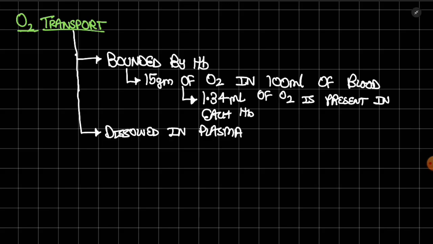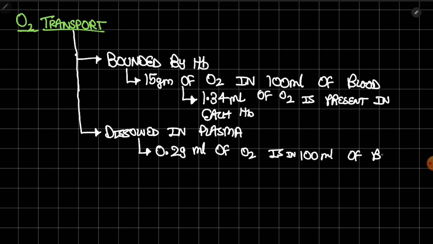Now, like we said, the other way is dissolved in plasma. So around 0.29 ml of O2 is in 100 ml of blood. So we can see the difference. 15 gram of O2 in 100 ml of blood bound by Hb, and dissolved in plasma is 0.29 ml of O2 in 100 ml of blood. So the difference is too much. Therefore the main transport mechanism is bound by hemoglobin.